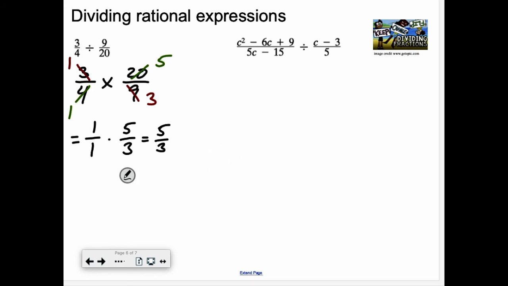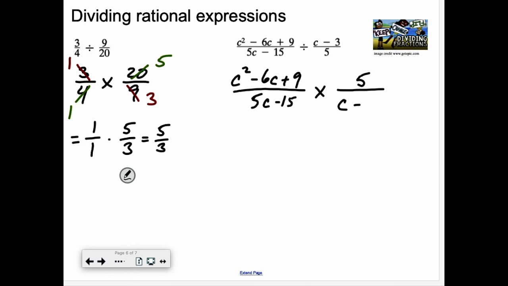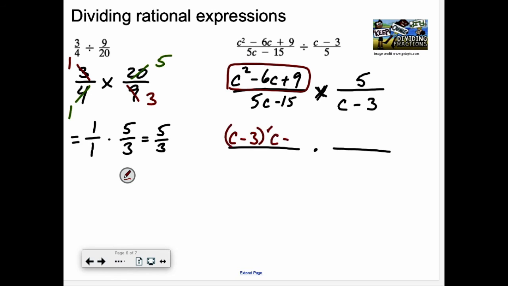This second one, still going to do keep, change, flip. The first one gets kept. We change the sign. We flip the next. And then we just do the same thing which we have been doing. Doesn't matter if you use the dot or the X, either one is fine. So this is going to be c minus 3, c minus 3.